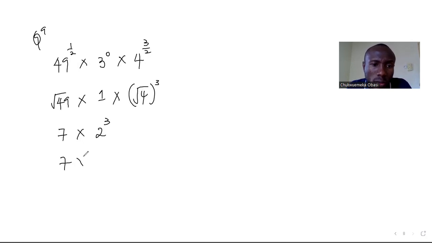And here we have 7 times 8, and that will give me 56, right? So that's the answer. 7 times 8 is 56. So this is the last question in indicial expression. Let us go over to indicial equation. Indicial equations. So let us take problems from that area and see how we can go about it.